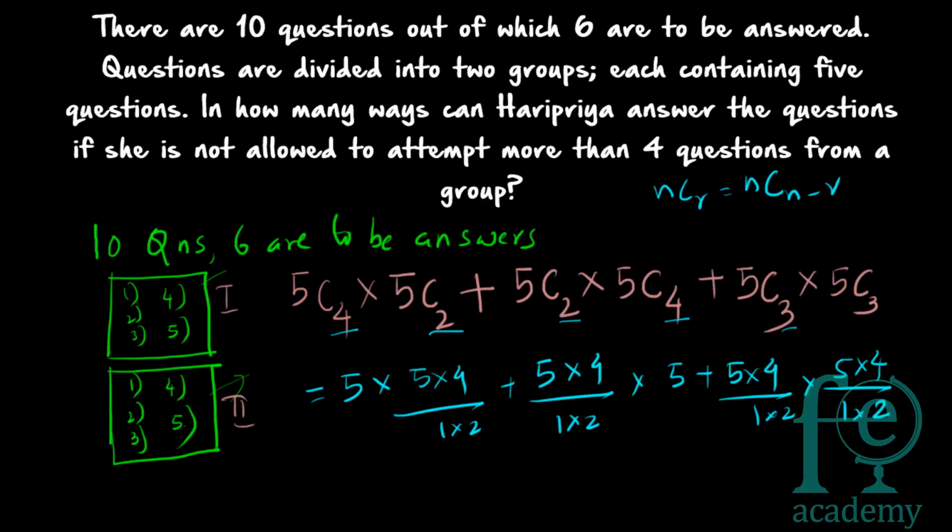So what will be your final answer? You will be getting 50 here. So 5 into 2 is 10, 10 fives are 50. So here also you will be getting 50. Both are same. So here you will be getting 10 into 10, which gives you 100. So 50 plus 100 plus 50 will be giving you 200 ways. So there are 200 ways in which Haripriya will be able to answer the questions.